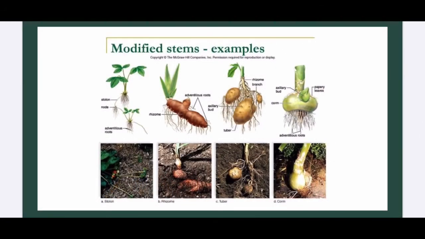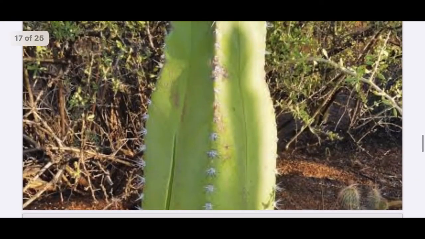There are some modified stems. These stems store food in them. Examples of modified stems are potato, garlic, ginger, and onion. In desert plants, the stems are green in color because they contain chlorophyll. Here the stem helps in the process of photosynthesis and prepares the food for the plant.